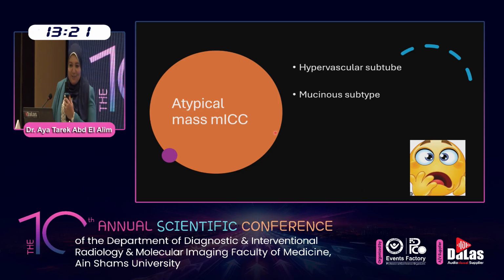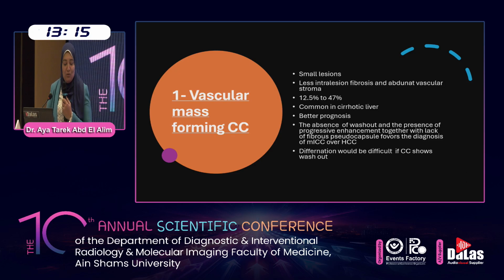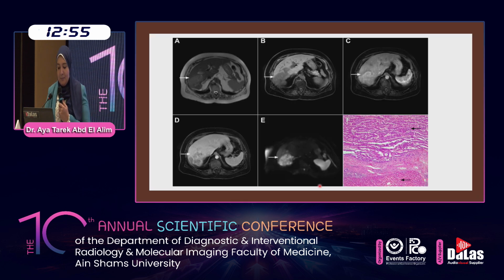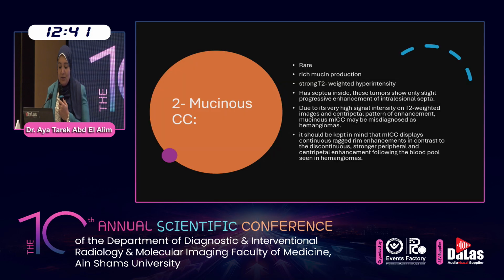We have atypical forms of mass forming: hypervascular and mucinous. As we said, cholangio is a fibrous tumor. If it has vascular stroma, it will lead to misinterpretation and diagnostic dilemma. The vascular form is common in cirrhotic liver and has better prognosis. As it is not fibrous, it will have arterial enhancement and washout, and it will look like HCC. If we face this in our diagnostic report, we'll see HCC, cirrhotic liver, heterogeneous arterial enhancement, and washout. But this case is proven to be vascular cholangiocarcinoma.